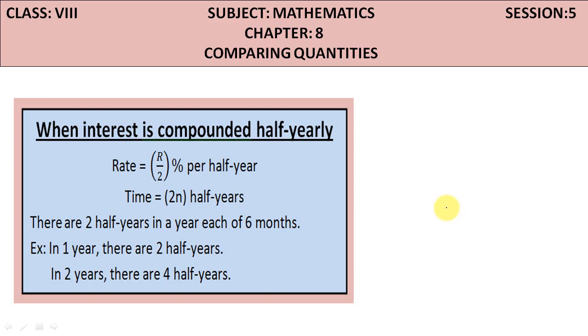Today in our fifth session of chapter number 8, comparing quantities, we will be learning how to find the compound interest when the interest is compounded half yearly. So what we're going to study today? How to find the compound interest when the interest is compounded half yearly. That means we will be discussing questions related to half yearly today.